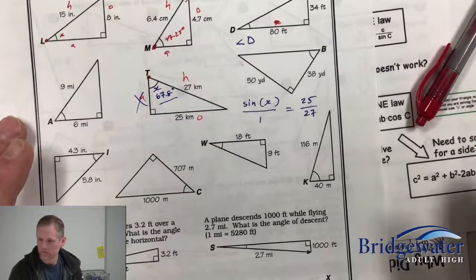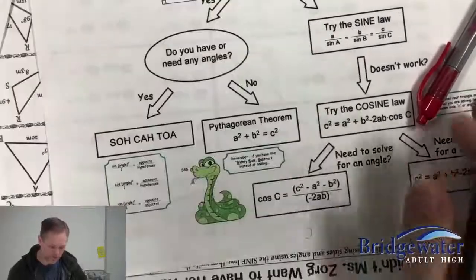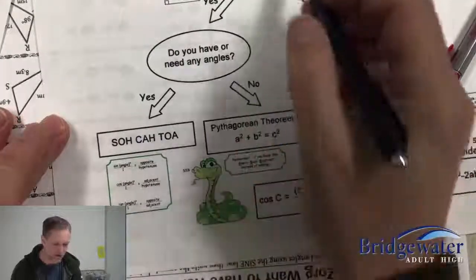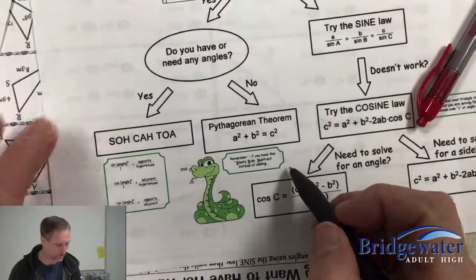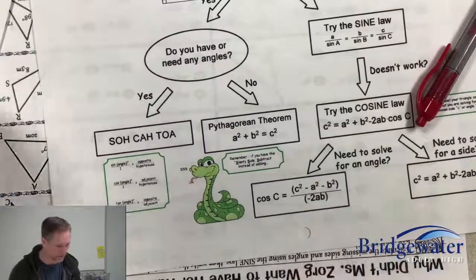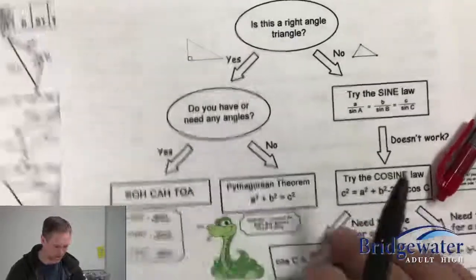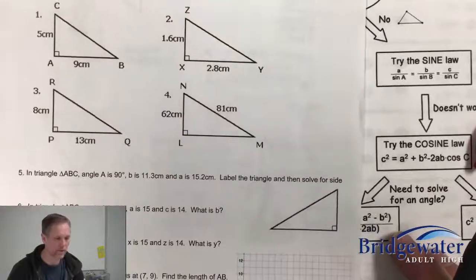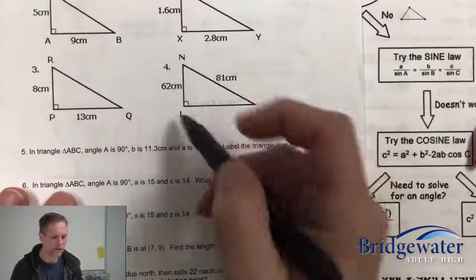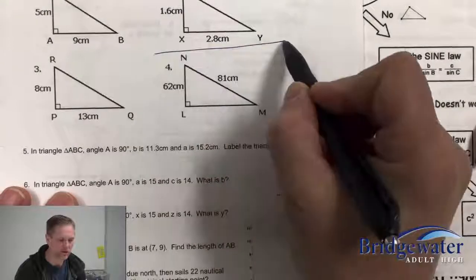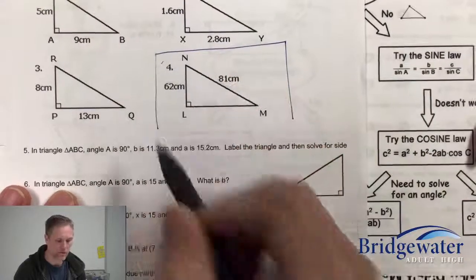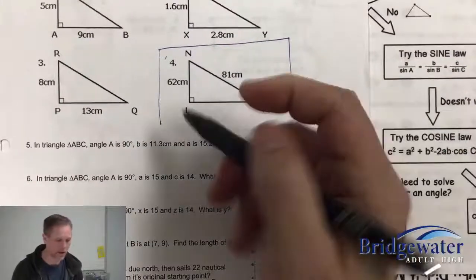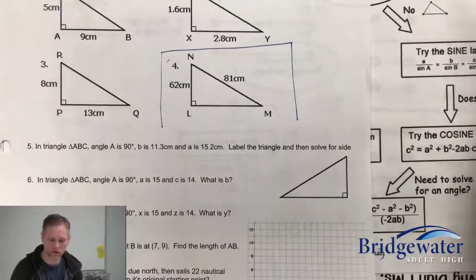What else? Okay, so we've got that. Now, we haven't done anything with no angles at all. So let's see what we got here in the sheets. Okay, so in the sheets, again, you've done this a long time ago. Here is another example. We'll do question number 4, just because it's nice and simple. First of all, is it a right angle triangle? Yes, it's got a little square in the corner.